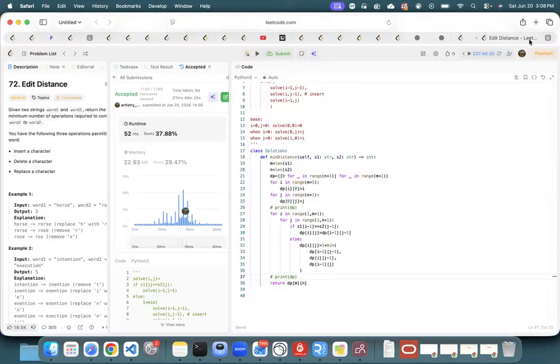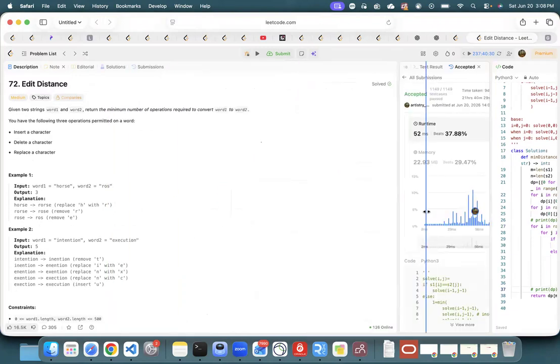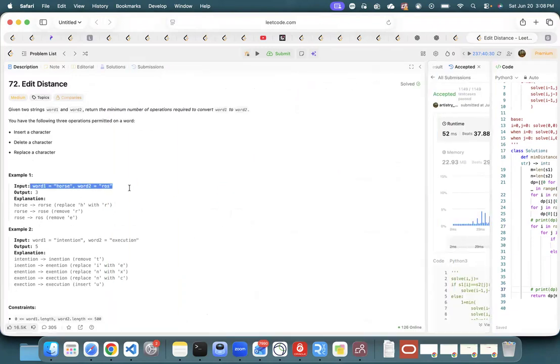So the question here is edit distance. Basically, we have to convert word 1 to word 2. The allowed operations are: you can insert a character, delete a character, or replace any character with any other character.